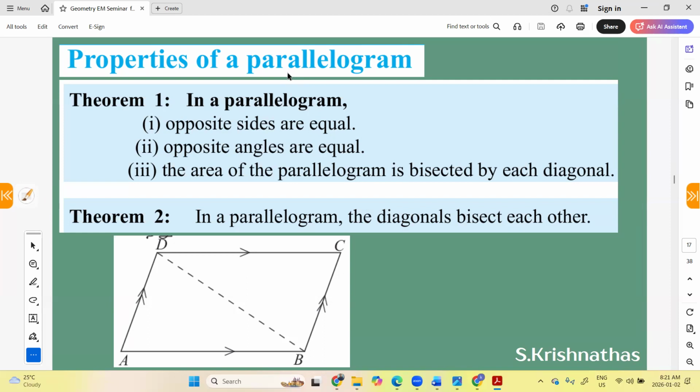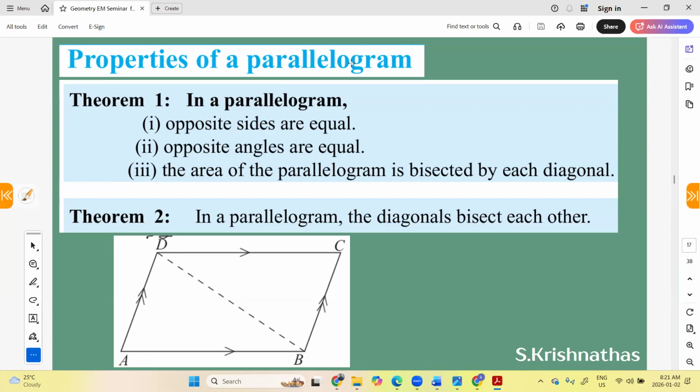But students, the inverse theorem is also there. In a quadrilateral, opposite sides are equal, it is a parallelogram. Opposite angles are equal, it is a parallelogram. Diagonals bisect each other, it is a parallelogram. These converse theorems are also there. Now how to prove that, students?